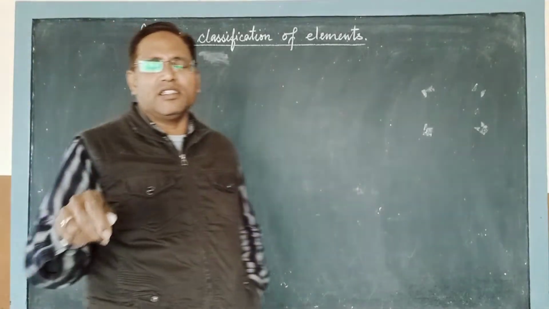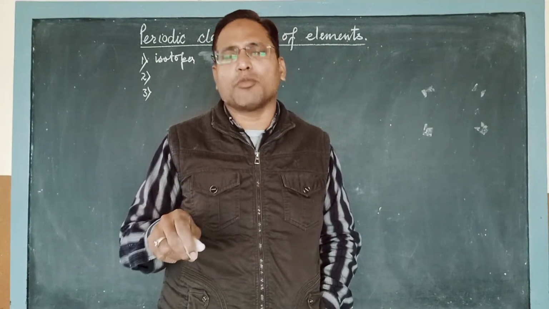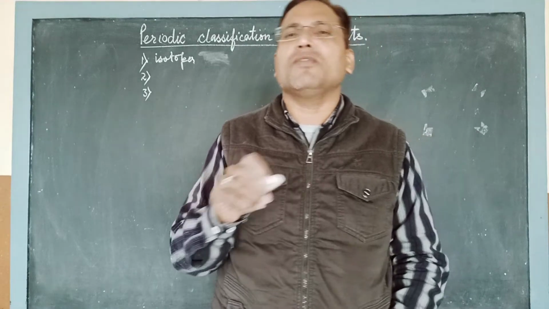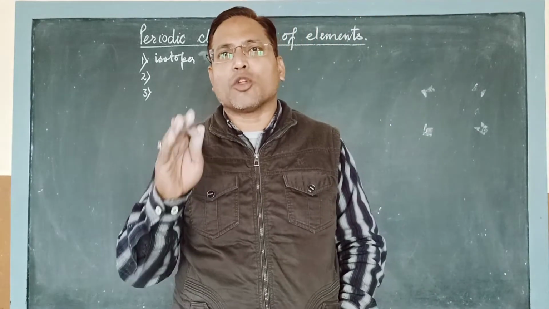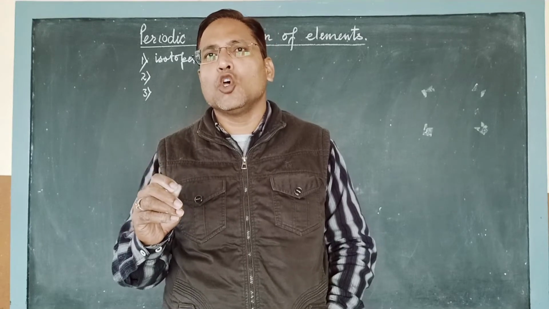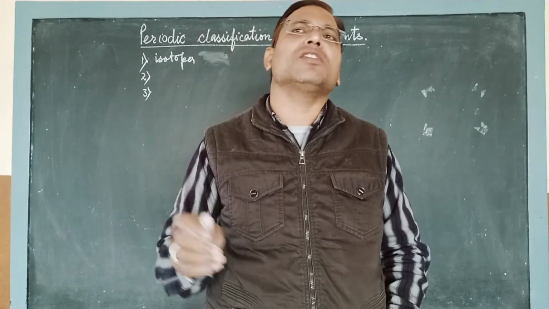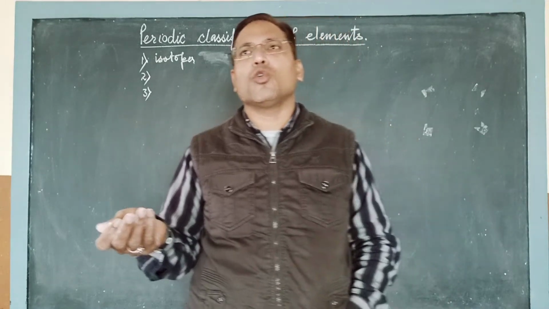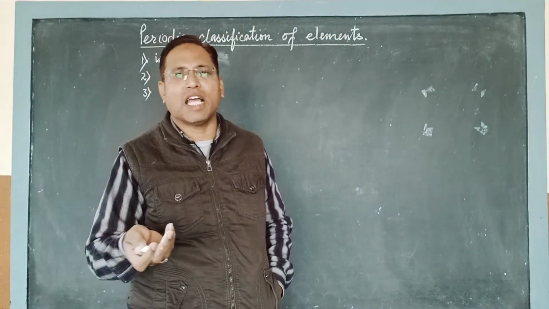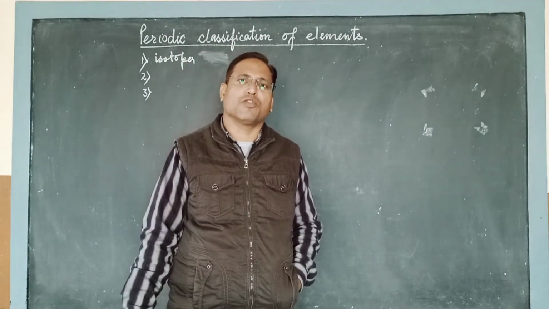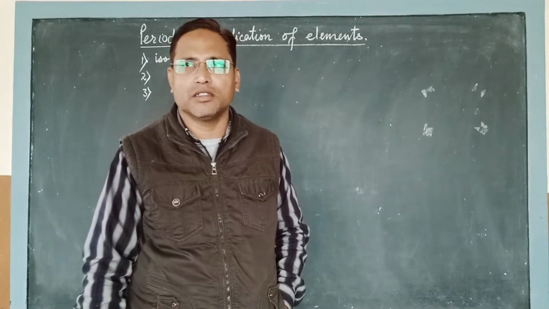So when Henry Moseley arranged in increasing order of the atomic number, what do we say? That the atomic number will be the same in the case of isotopes. So do isotopes need to be placed in another place? Do we need a new place? No, we don't need. So the problem of arrangement of the isotopes of the elements was solved when it was changed from atomic mass to atomic number.